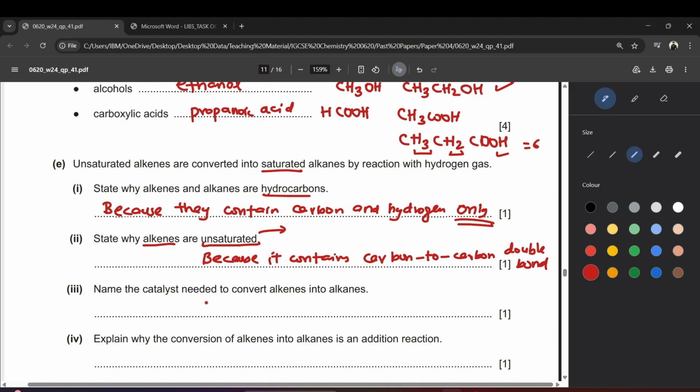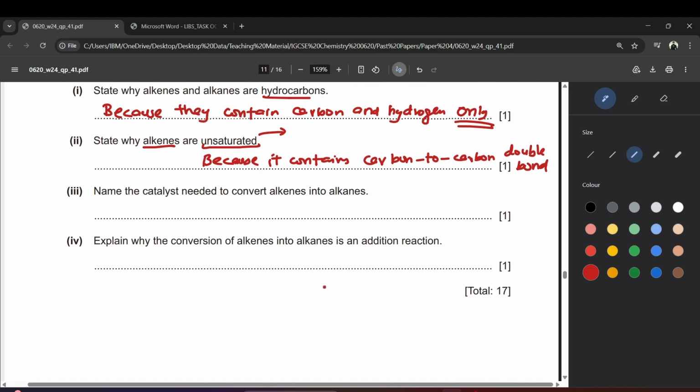Then it says name the catalyst needed to convert alkenes into alkanes. First of all, let me write down what reaction this is. Let's say we have ethene. When you react ethene with hydrogen under certain conditions, then what happens? You would get ethane.